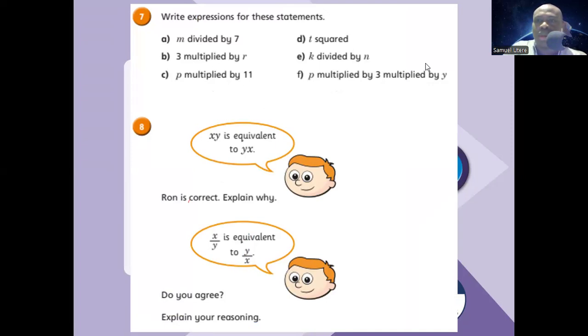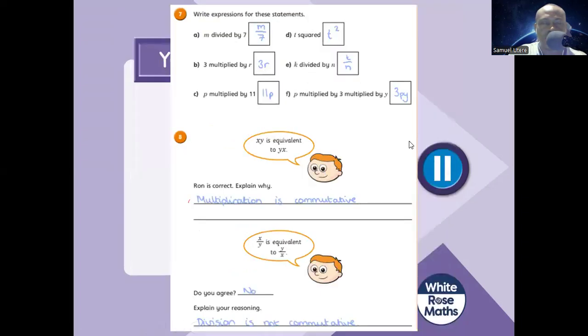Now, I'll presume you have paused the video and you have worked through the questions. So make sure you do that because that's how you get better. So pause the video, work through the questions before you go through the answers and mark your work. Okay, so here are the answers. So m divided by 7, note the way it's written. You write m, you put a line, then you write 7 underneath. T squared means you write t and you put a little 2 on top.